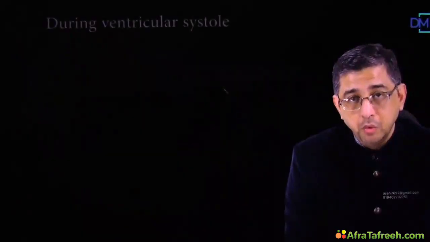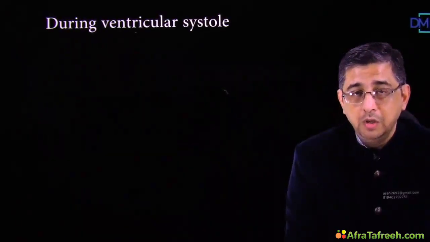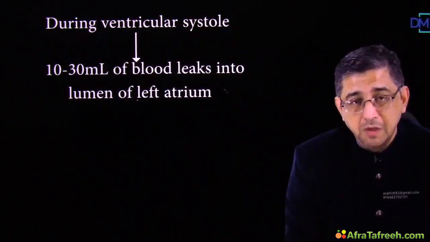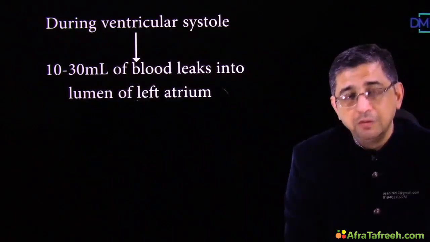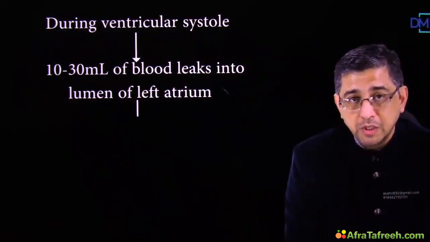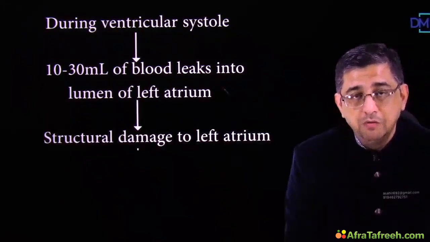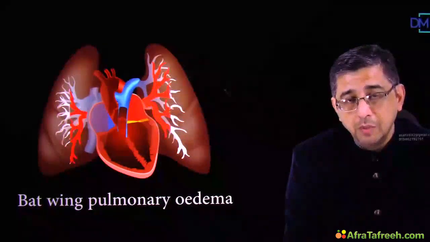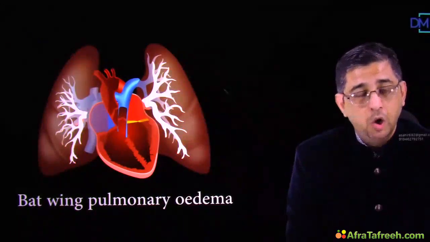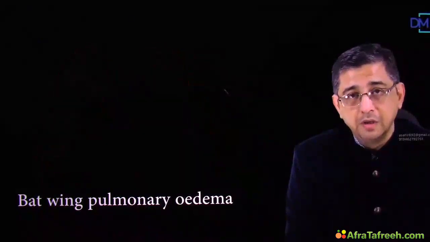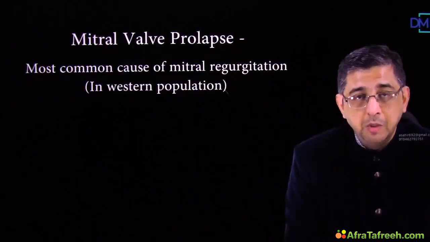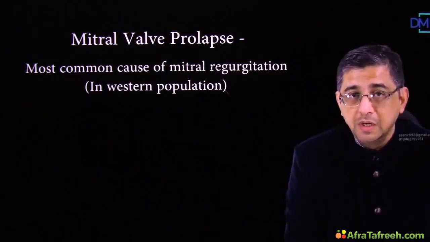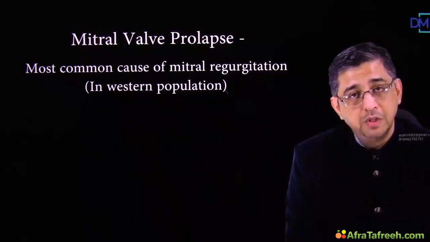You would have, during the phase of ventricular systole, a particular amount of blood, which could be 10, 20, 30 ml, whatever, depending on the incompetency of the mitral valve, leaking into the lumen of the left atria. This would result in structural damage to the left atria and the possibility of left ventricular failure and pulmonary edema developing in the patient. The blood would back up into the pulmonary circulation and the patient would have features like orthopnea and paroxysmal nocturnal dyspnea. In the Western population, mitral valve prolapse is the number one cause of mitral regurgitation, but we will today study why you have mitral valve prolapse in the very first place.